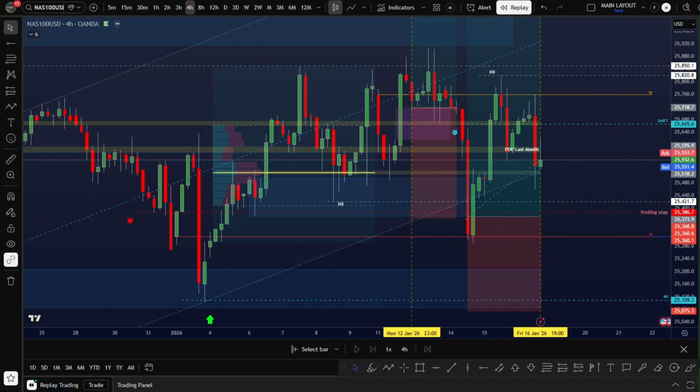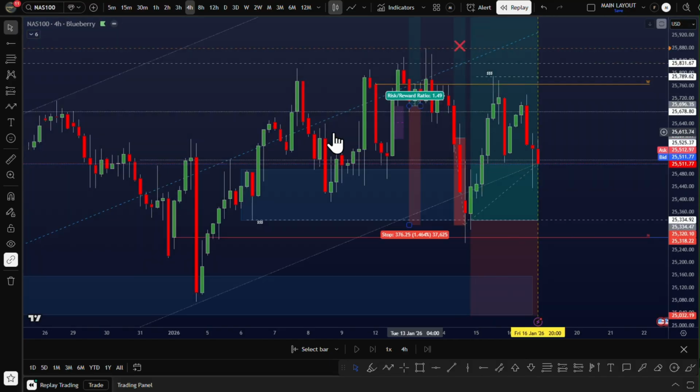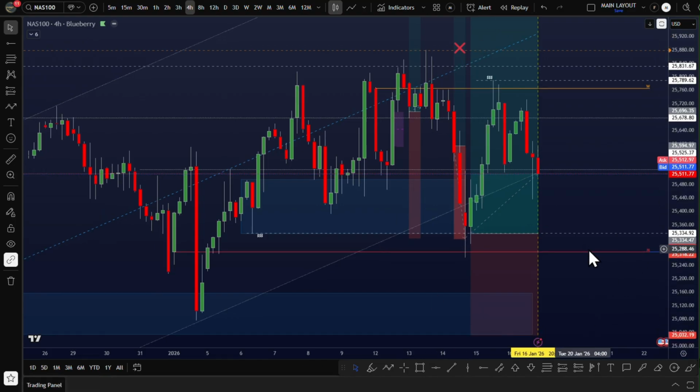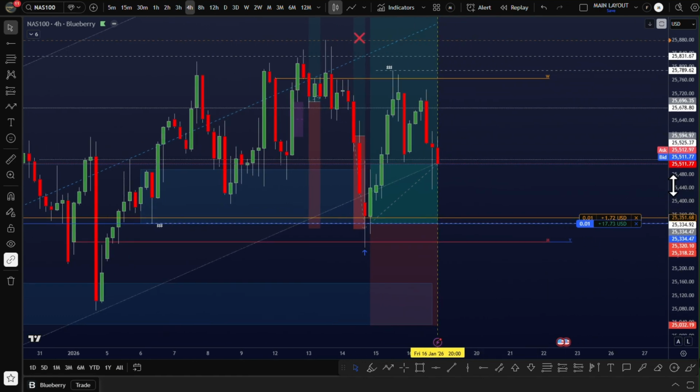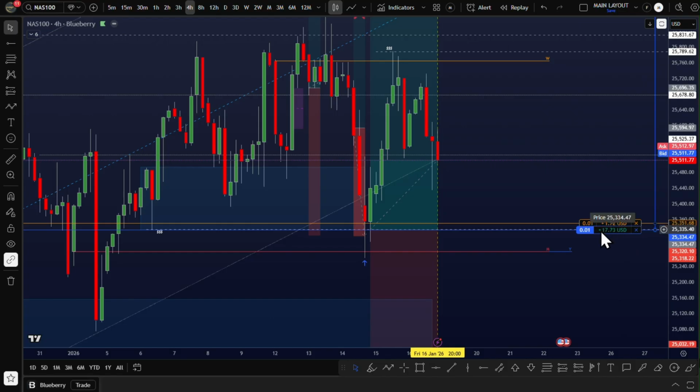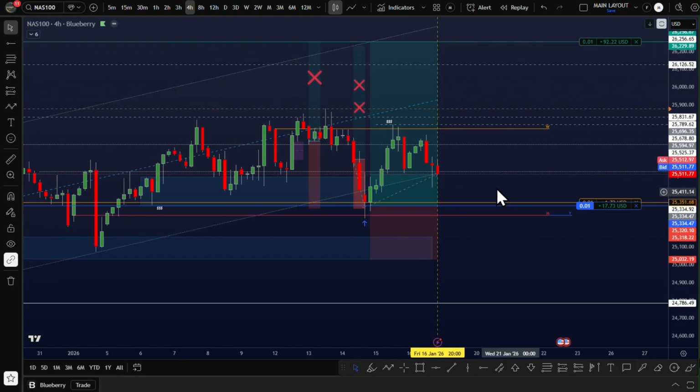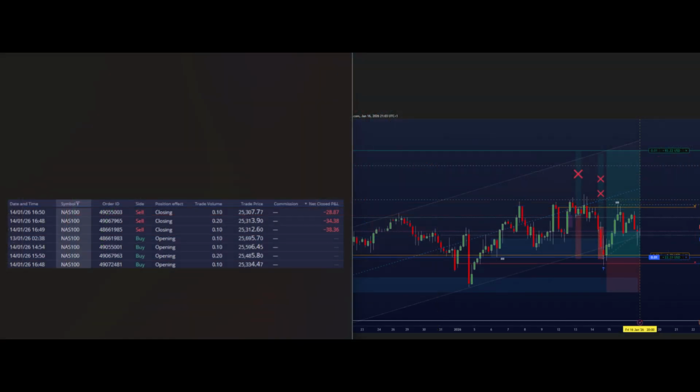Let me show you the trade execution. We are in Nasdaq on Blueberry. Let me remove the replay mode. So this is currently my last trade on Nasdaq. I'm currently at break even, so I expect price to rise for the next week.